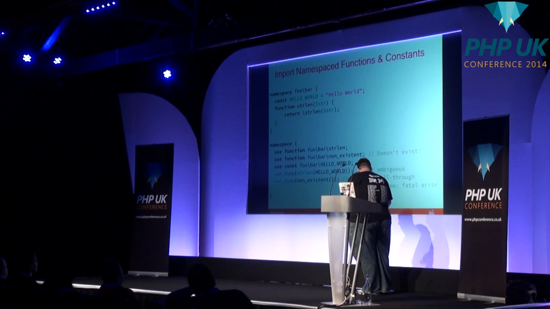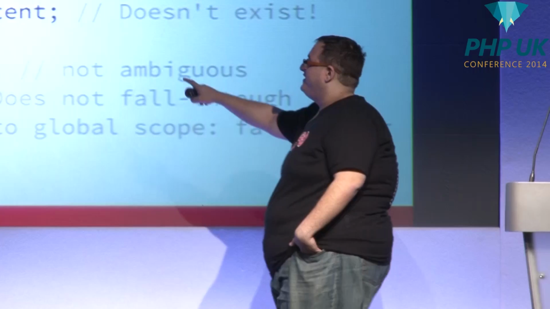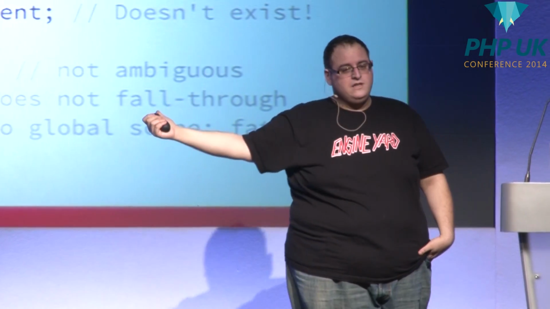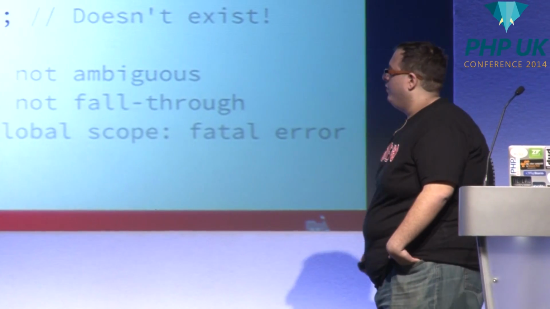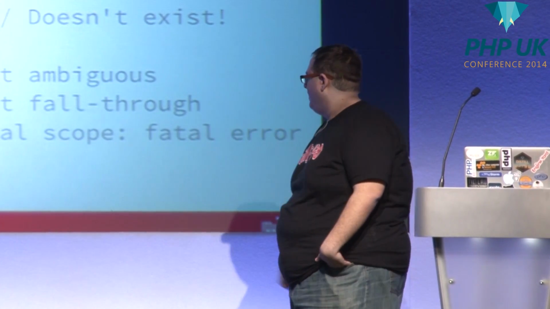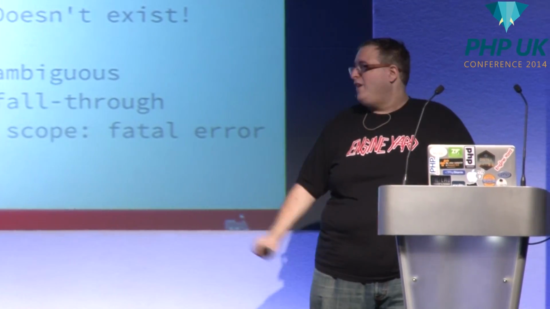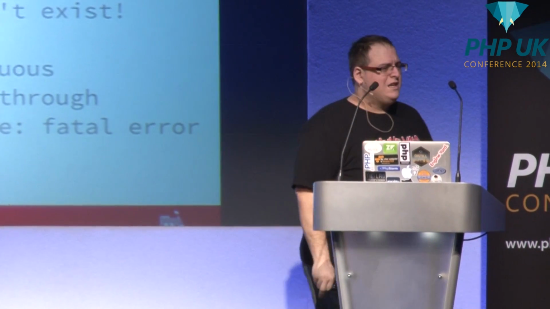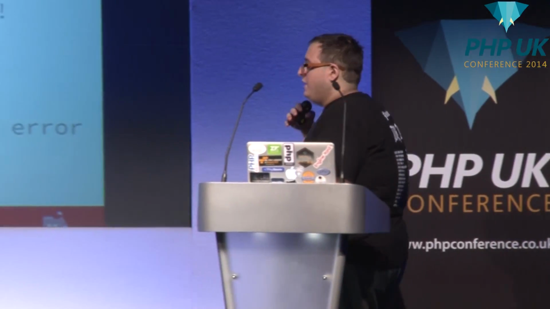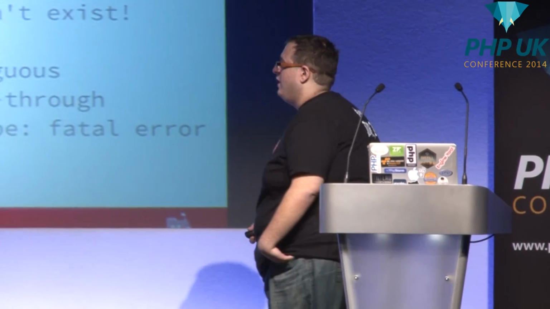Something that's really important to understand is you can use function on something that doesn't exist. And what will happen is rather than fall back to looking at the global namespace, it'll just fail with a fatal error. So it won't fail at the point of the use, it'll fail at the time of the call. This is actually the case with classes as well. If you use a class that doesn't exist, it won't call the autoloader until you actually use it.